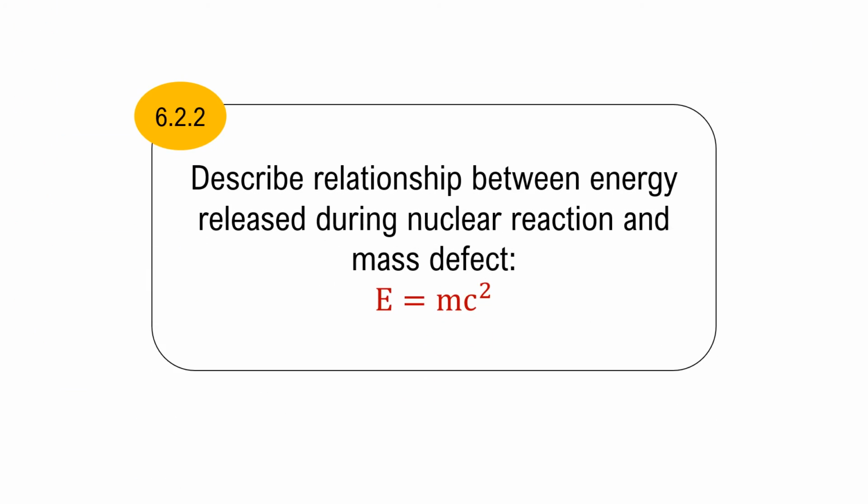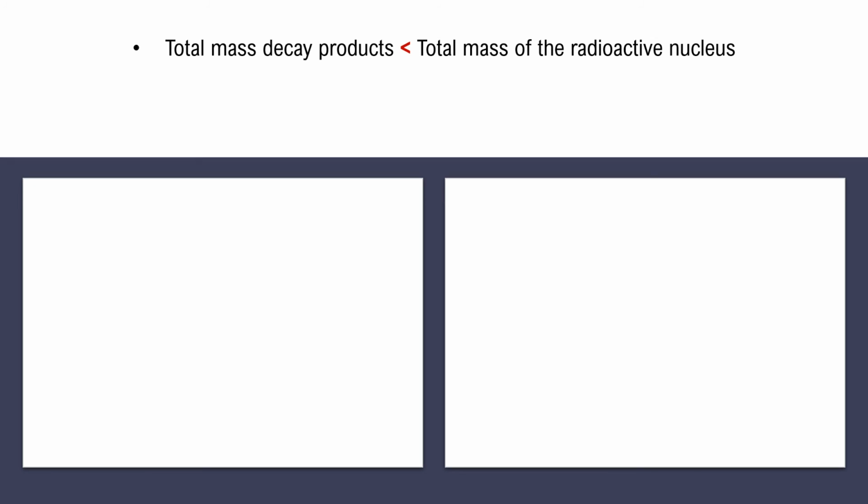Now, let's move on to learning outcome 6.2.2. Describe the relationship between energy release during nuclear reaction and mass defect, E equals mc squared. In a nuclear reaction or radioactive decay, the total mass of decay products is always less than the total mass of the radioactive nucleus. There is a loss of mass that occurs during nuclear reactions. The loss of mass is known as mass defect, m.